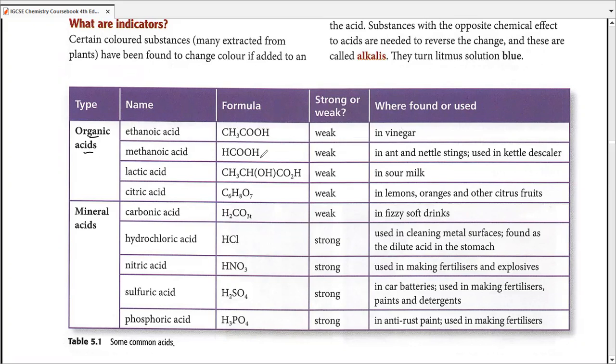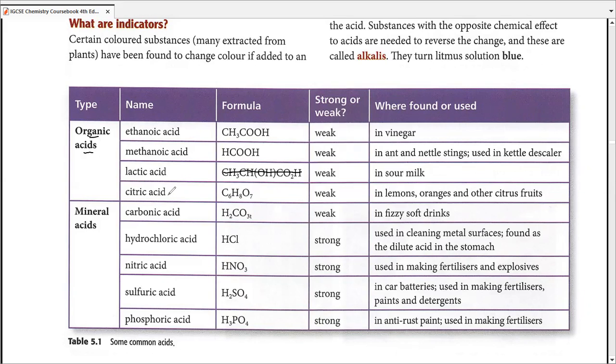Methanoic acid, HCOOH, is weak and is found in ant and nettle stings. It's also used as a kettle descaler. We'll come to this point a little later, around 5.3 or 5.4 of this chapter. Lactic acid has a big formula. Let me tell you, you're not supposed to memorize this formula, so you can simply cut it out. This one is also a weak acid, and it's usually found in sour milk.